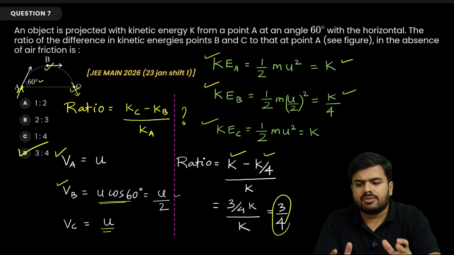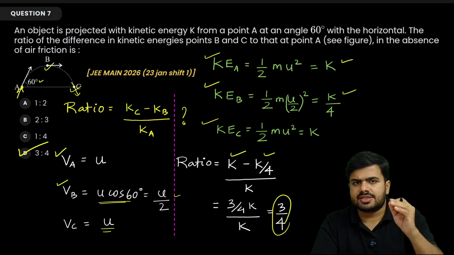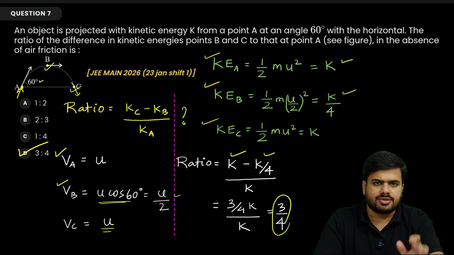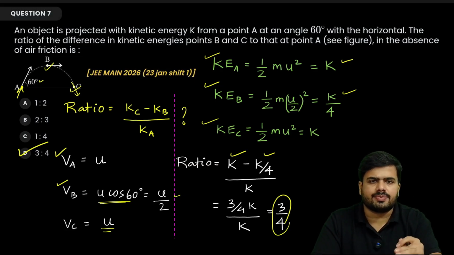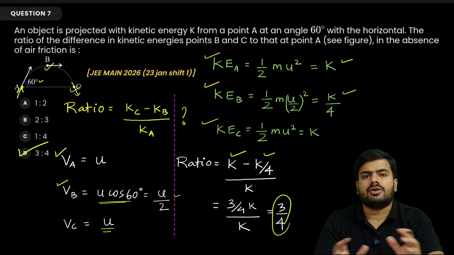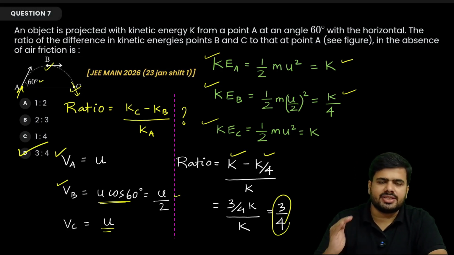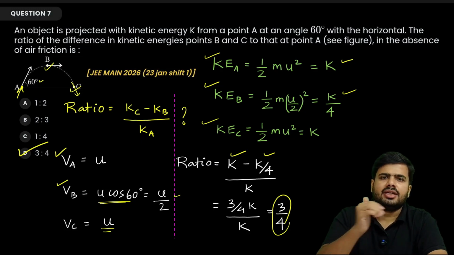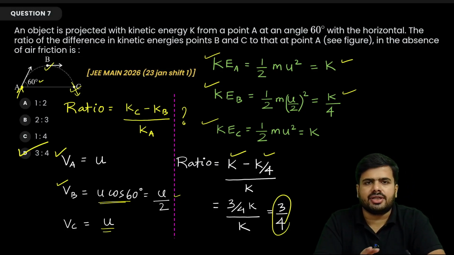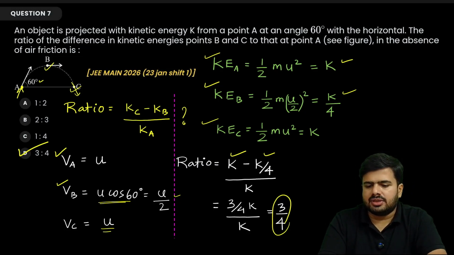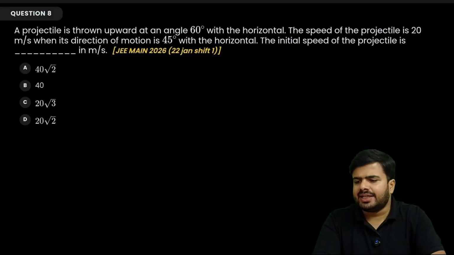The crucial point of understanding here is that at the highest point we have only horizontal velocity, no vertical velocity. Horizontal velocity remains constant throughout the projectile, so the magnitude of velocity is the same: initially and finally the magnitude of velocity will be same. So let's move on to the next question. Question number 8, the last question.